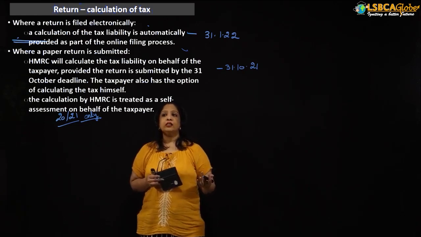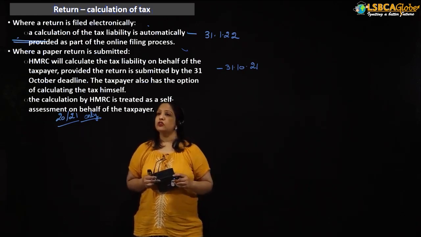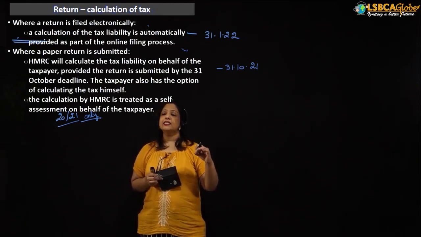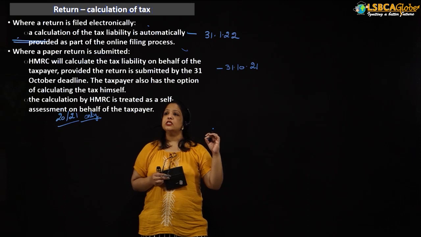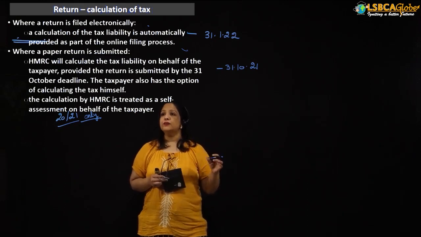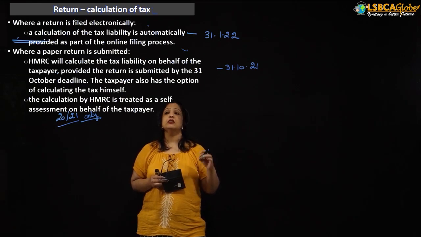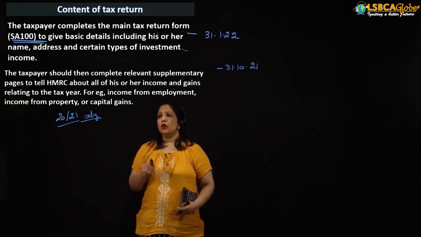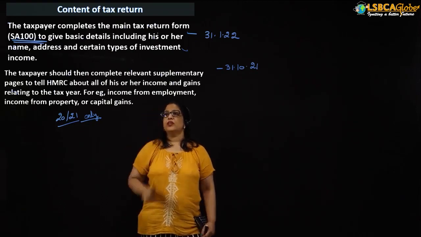If you are providing the wrong information, the tax calculation is wrong. So getting the tax calculated by the HMRC official does not mean that the information is right, accurate, or credible. Okay? Yes. Now, class, content of tax return.